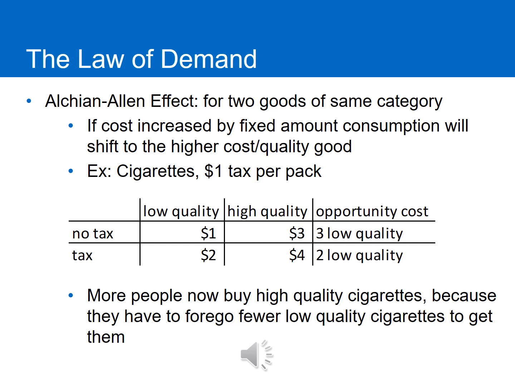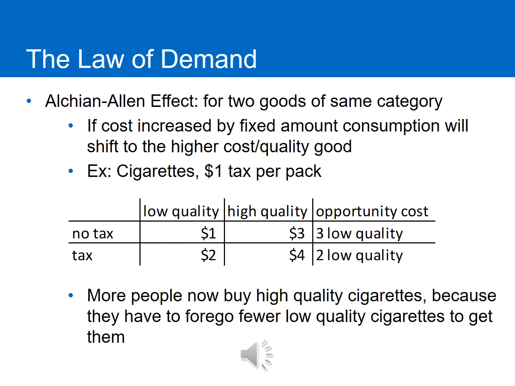math simple. Now there's two types of cigarettes in this market. There's a low quality cigarette and a high quality cigarette. So before the tax, it cost $1 for a low quality cigarette, and it costs $3 for a pack of high quality cigarettes. So now the opportunity cost of a pack of high quality cigarettes was 3 packs of low quality cigarettes. Because it was $3 for the high quality, it's only $1 for the low quality. So if you want to buy a pack of high quality cigarettes, you're giving up 3 packs of low quality cigarettes.